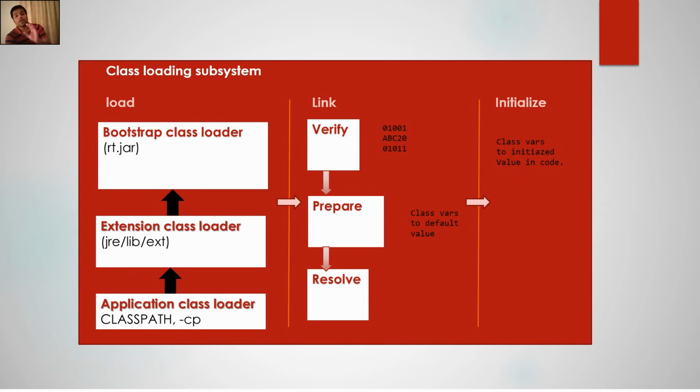Since it is just the memory allocation, those memory locations are initialized to default values. Suppose you have a variable like public static Boolean isCorrect equal to true, okay? But at the prepare phase, memory will be allocated for the Boolean, and it will be set to its default value, which is false as per the JVM specification.